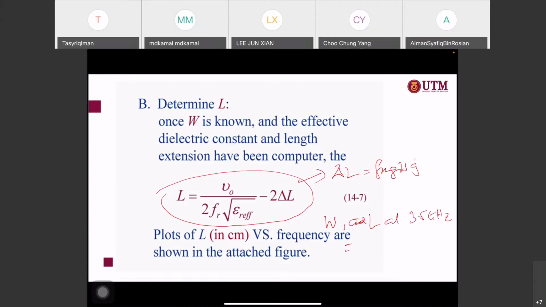Now I want you to calculate W and L in this particular design, if you want to design at 3.5 gigahertz with your epsilon R equal to 4.4. Of course, you need to find the epsilon effective in order to get the L. Chai Chu Kian, can you give me W here?